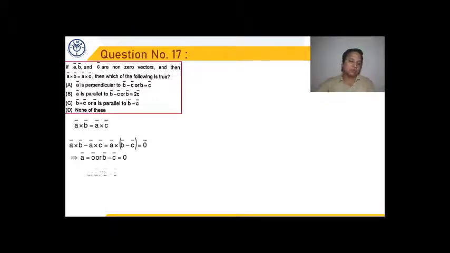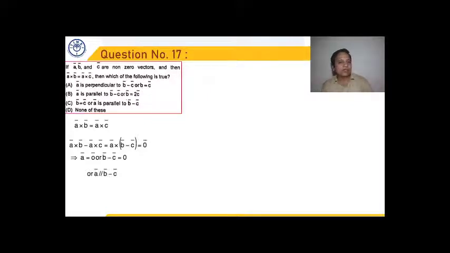So if A is 0 or B minus C is 0, or we can also say A is parallel to B minus C vector, because cross product involves a trigonometric function called sine theta. And if cross product of two vectors is 0, sine 0 is 0. So these two vectors are parallel.